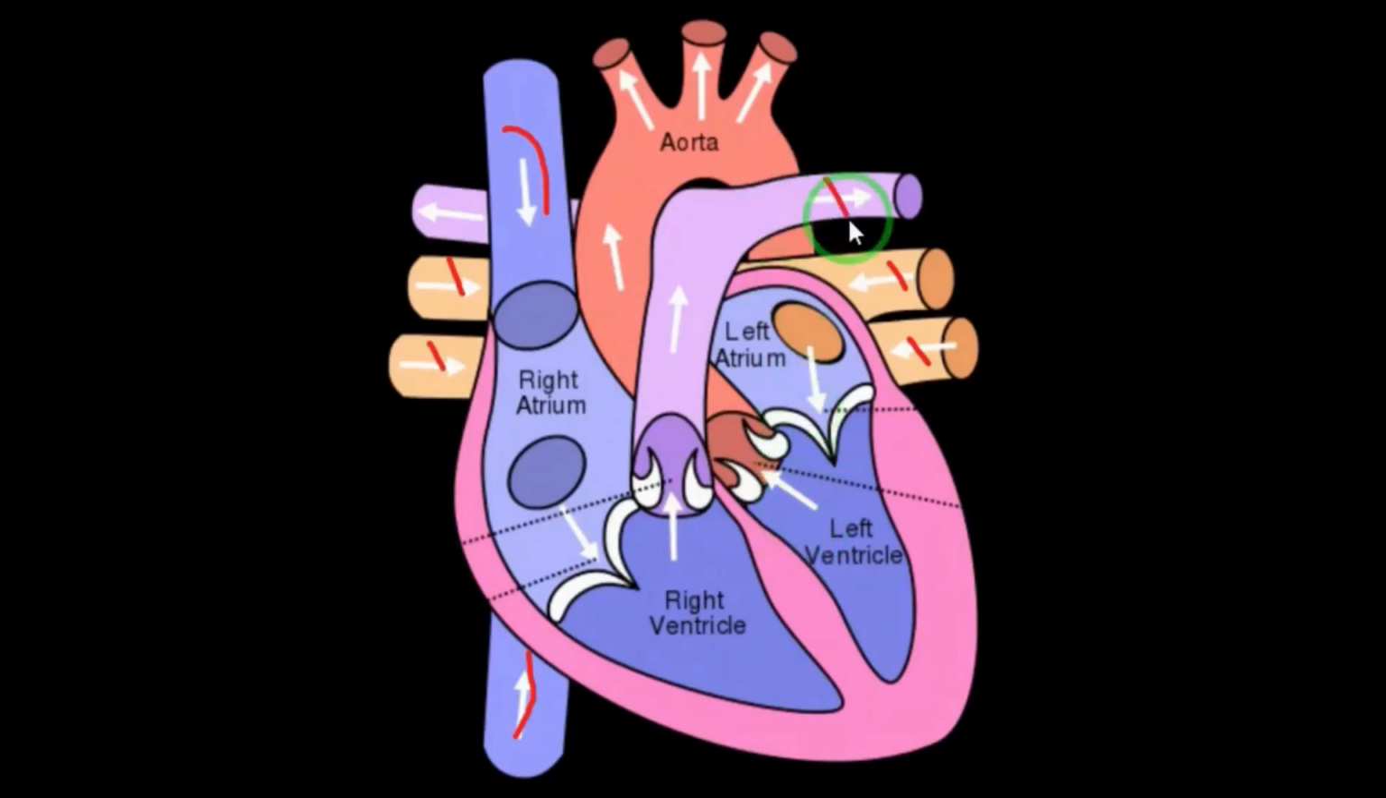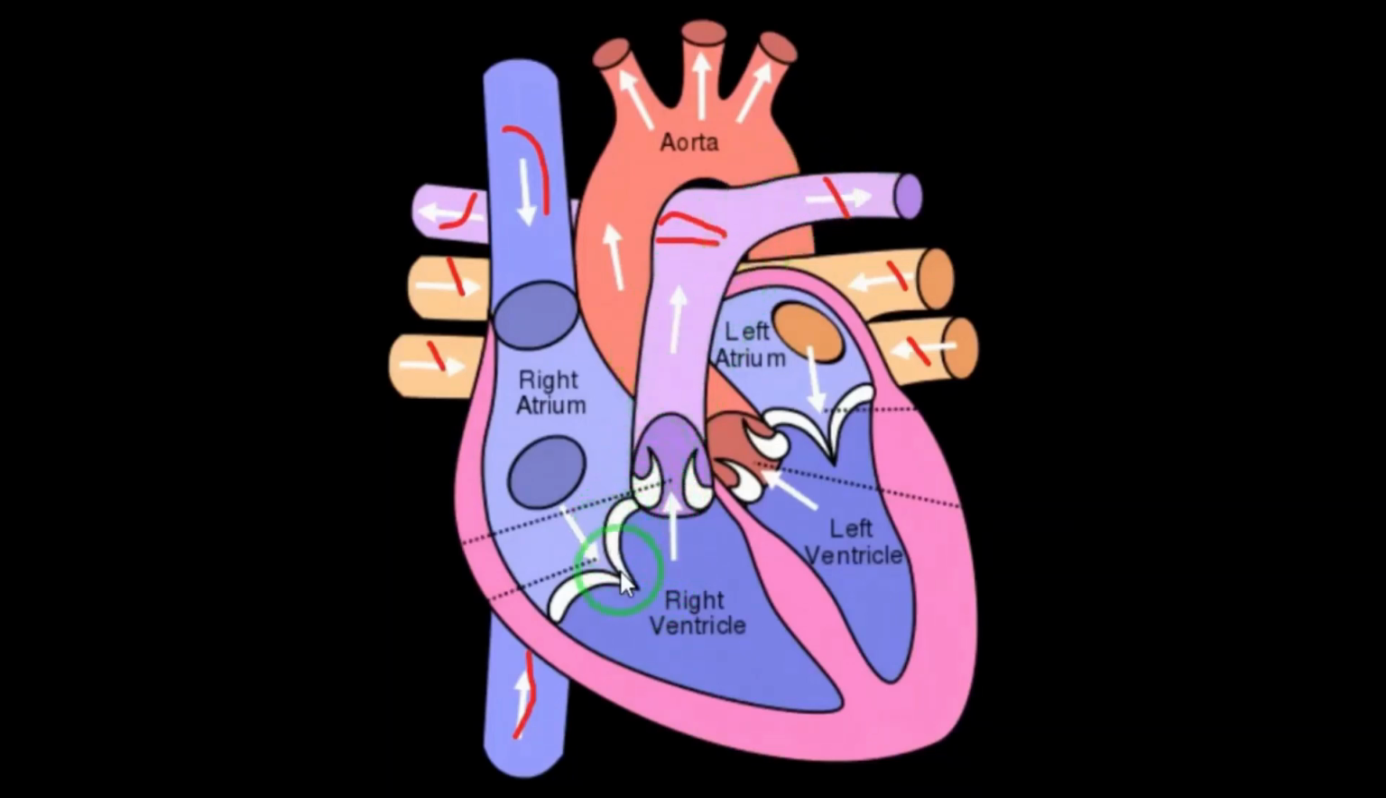Then the right and left pulmonary arteries. So this is the pulmonary artery. This pulmonary artery arises from the pulmonary trunk or pulmonary branch. This region is the pulmonary trunk. So these pulmonary arteries arise and supply deoxygenated blood to the lungs. Got it, children?